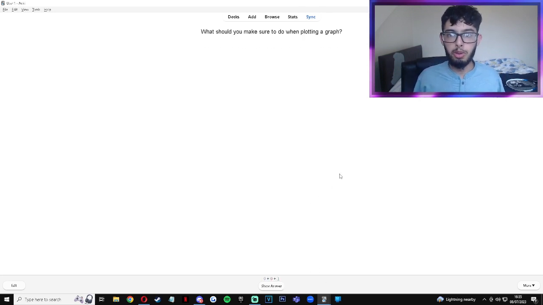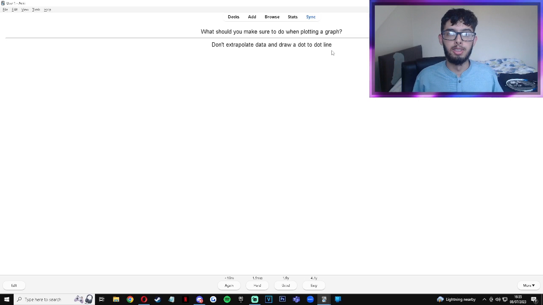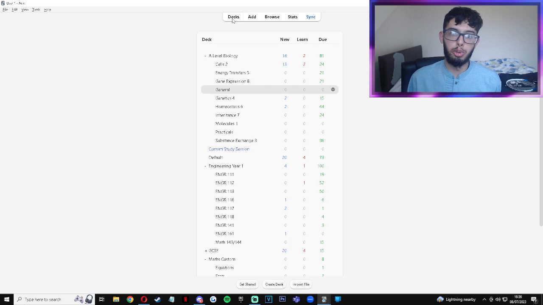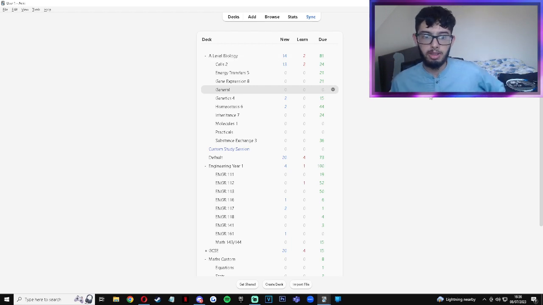What should you do when plotting a graph? I don't know. I literally have no idea. Draw extrapolate data, draw a dot to dot line. There you go. That's just like general rules that you should know when setting a biology paper. Like when it asks you to plot a graph, that's something you should do. Something that I obviously made a mistake with, and that's why I made this flashcard over here. Easy. Okay, and you just go through it again if you want and make a custom study deck.